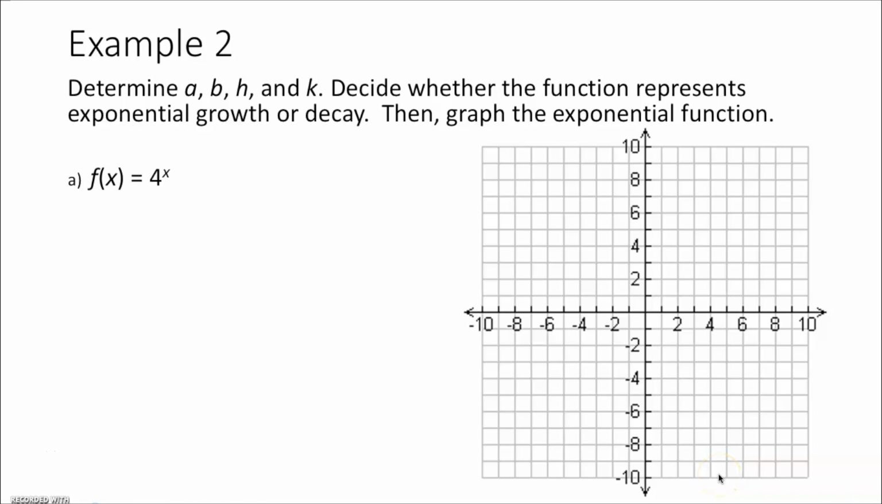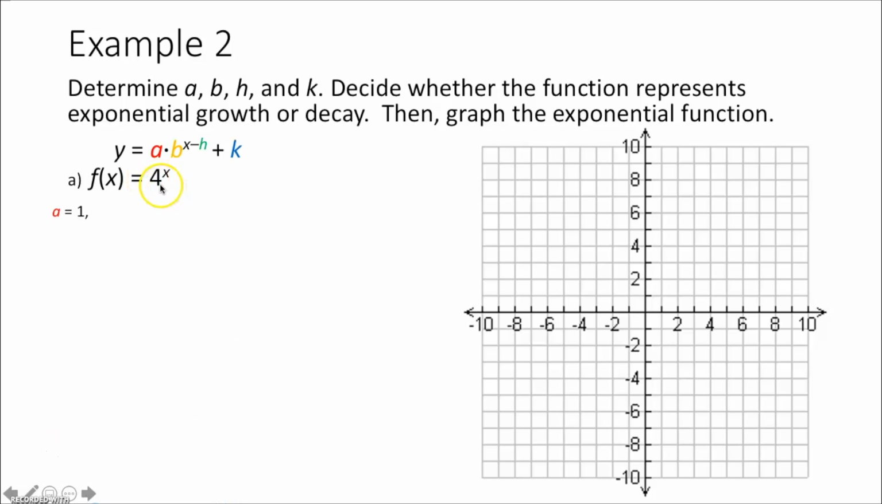Now, example 2 says determine a, b, h, and k. Decide whether the graph represents exponential growth or decay, then graph the exponential function. So let's get to it. Determine a, b, h, and k. So here, our a value is the number that's multiplied out front. There isn't one, so it's going to be 1 in this case.